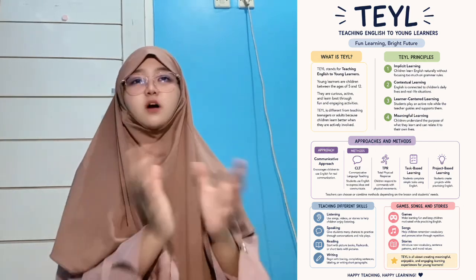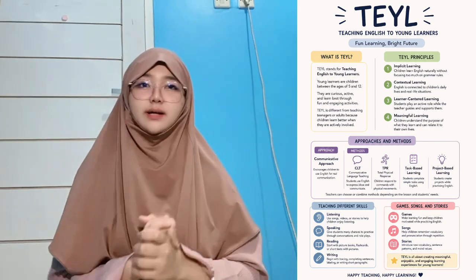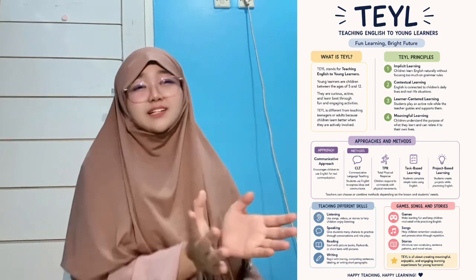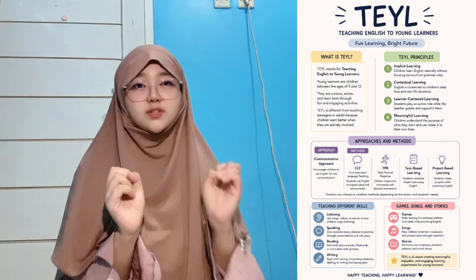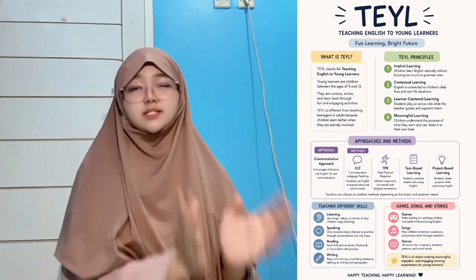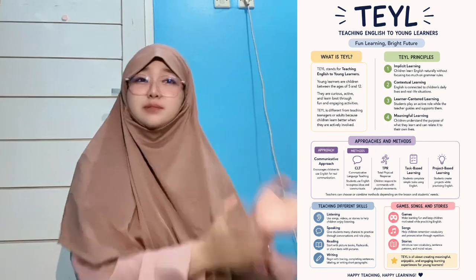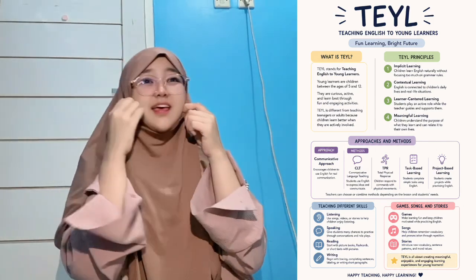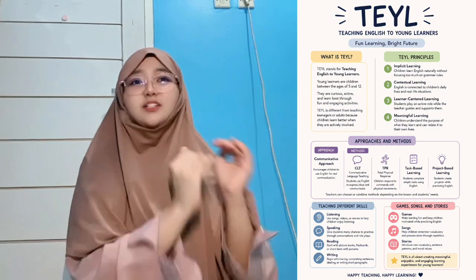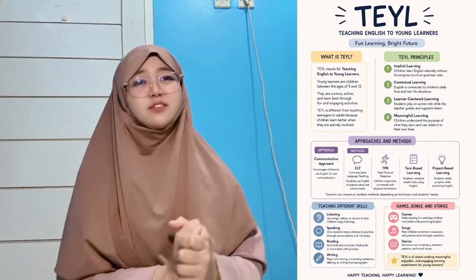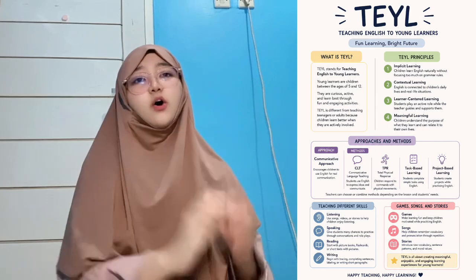Now, let's move on to the principles of TEYL. The first is implicit learning. In implicit learning, children learn English naturally without focusing too much on grammar. For example, instead of explaining the present continuous tense, the teacher can simply say, "I'm jumping, she's running," or "they're playing," while doing the actions. After hearing these expressions many times, children will gradually understand the pattern on their own.